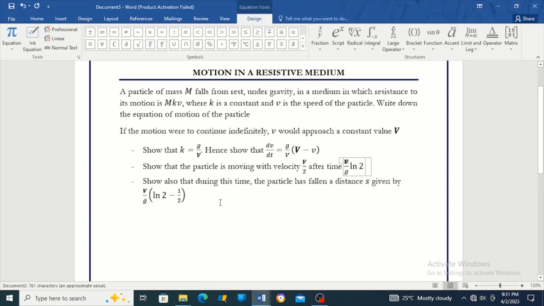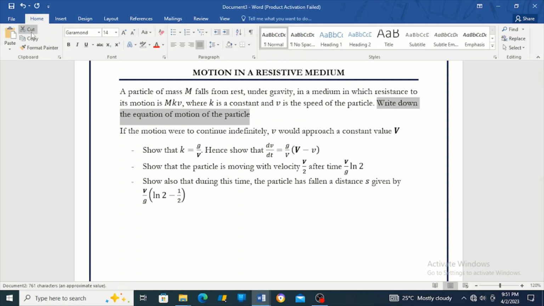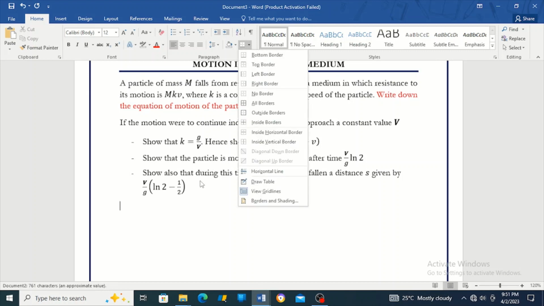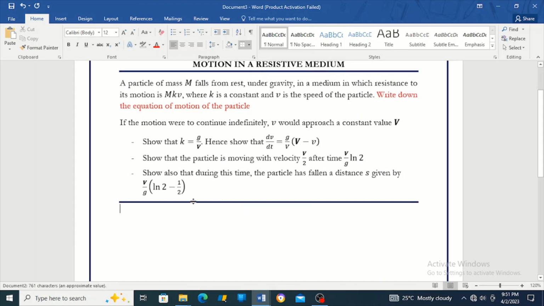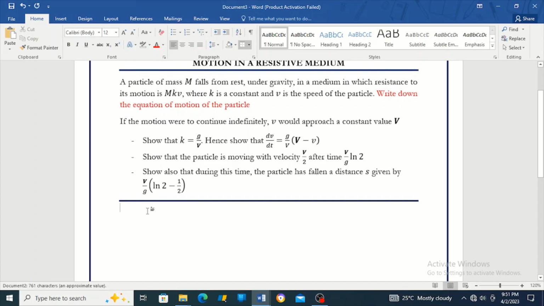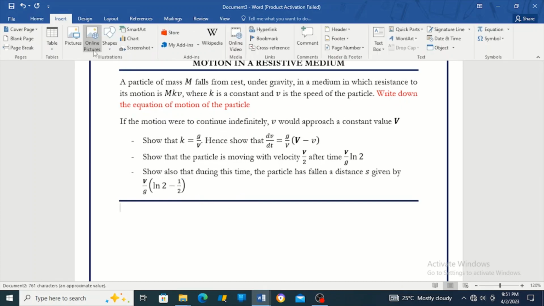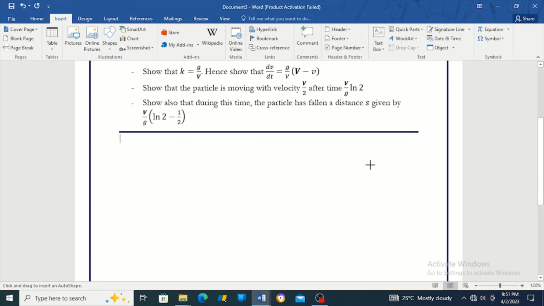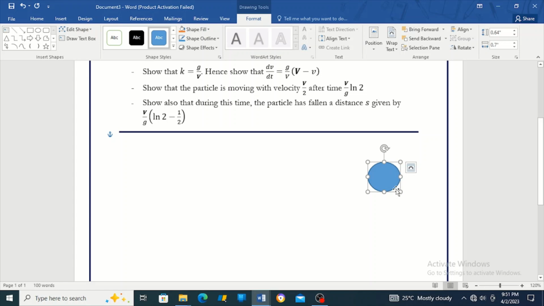Alright, so the first thing to do is that they say we should write down the equation of motion of this particle. So I'm going to draw and display how the particle is moving. The particle is falling from rest under gravity in a medium whose resistance is this. So I'm just going to call the particle a ball. It is falling from rest. Now I'll indicate the forces acting on it.